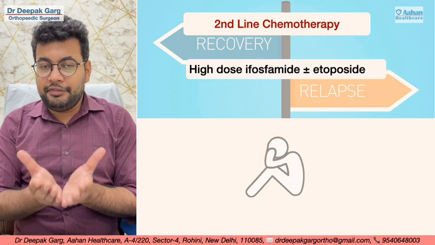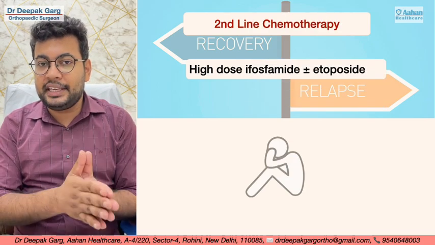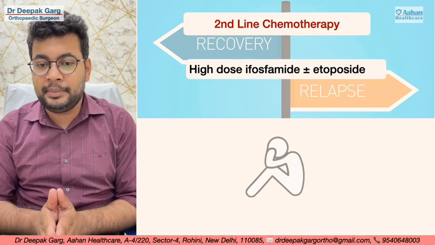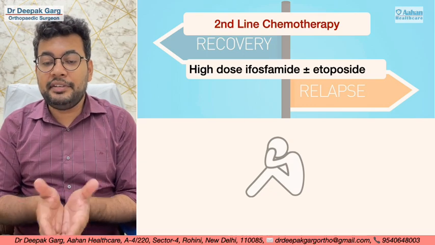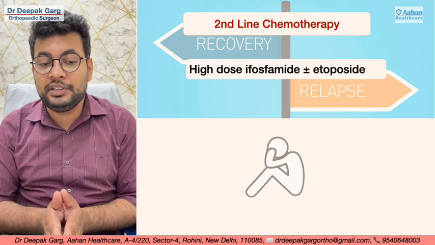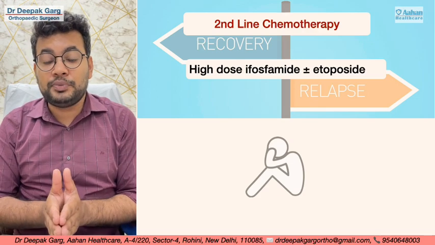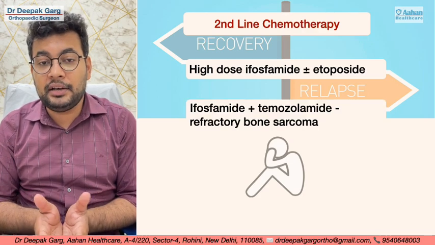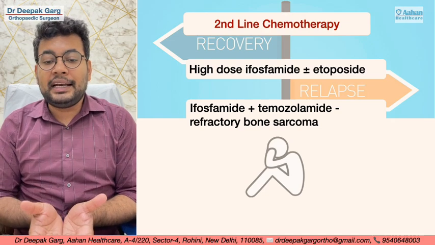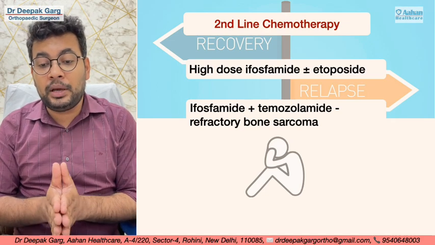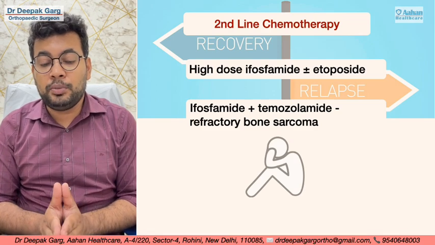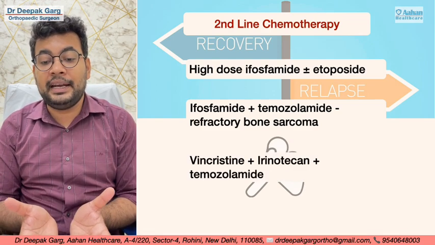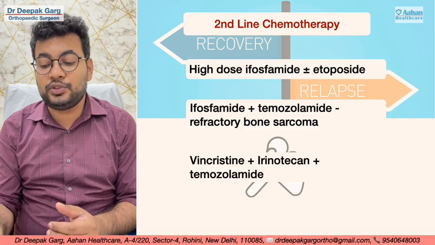So if we have a relapse, and we have already given the primary first line chemotherapy in the primary stage, then we can consider second line chemotherapy, which is usually high dose ifosfamide plus or minus etoposide. There are other options also like ifosfamide plus temozolomide. They are usually given in the refractory bone sarcomas. Vincristine plus irinotecan plus temozolomide. There are various options.